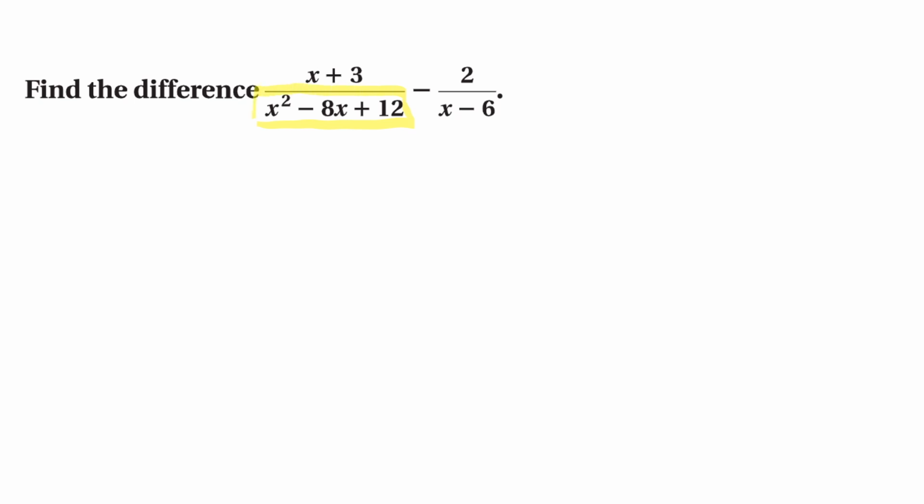So I'm thinking of what multiplies to 12 but adds to 8, and I should be thinking 6 and 2. And to get a negative 8, they would both be negative. So I'm going to rewrite my denominator as x minus 6 times x minus 2. My numerator stays the same.